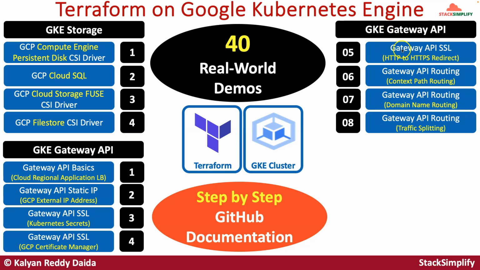So we need to remember that whatever demo we are implementing, it is eventually going to create a cloud regional application load balancer, and inside that these settings will be applied on Google Cloud Platform. So everything we are going to write using YAML or Terraform manifests with Gateway API related things will create a cloud regional application load balancer with all these settings.